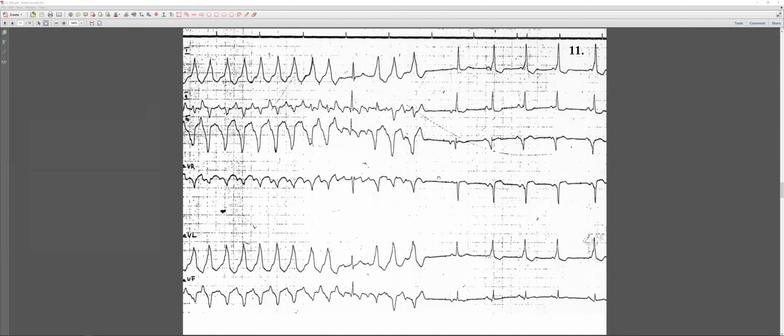And here I guess this one is the junctional escape beat. Yes, here you can see the junctional escape beat, and here as well.